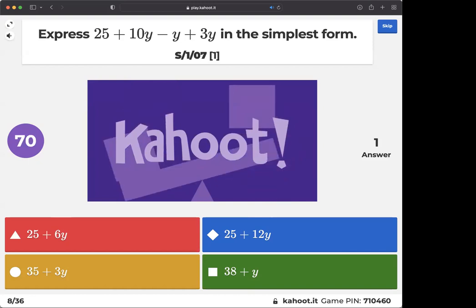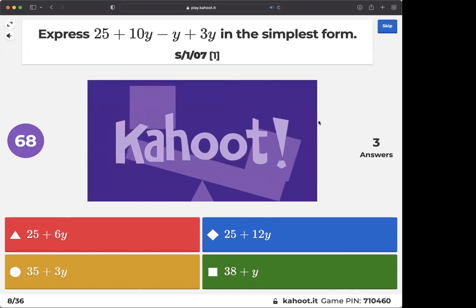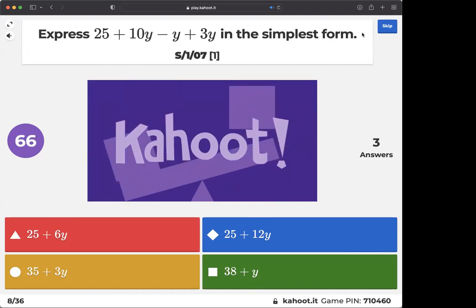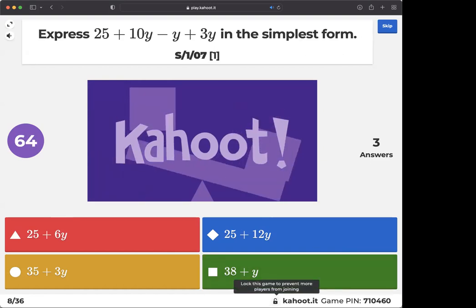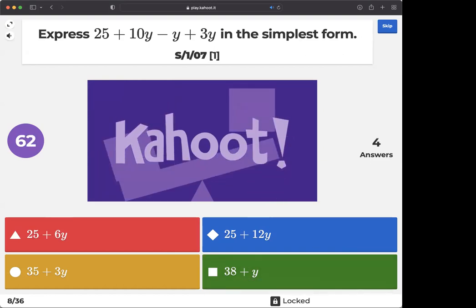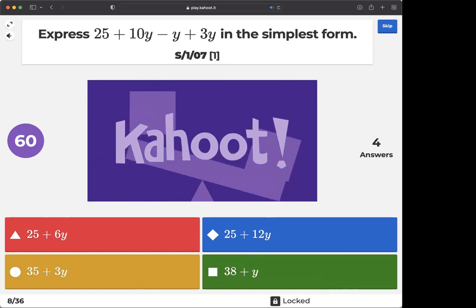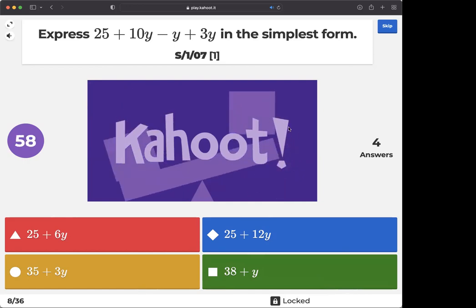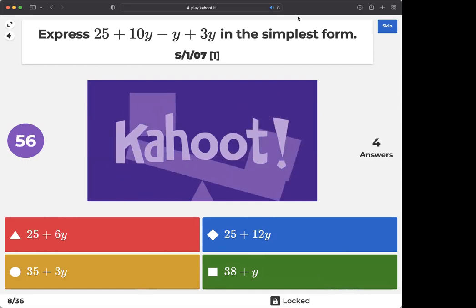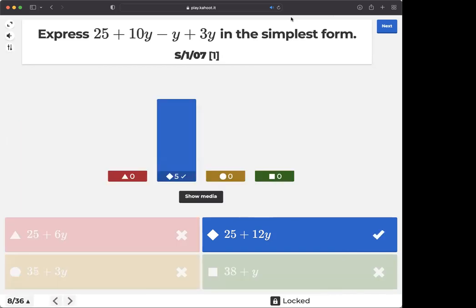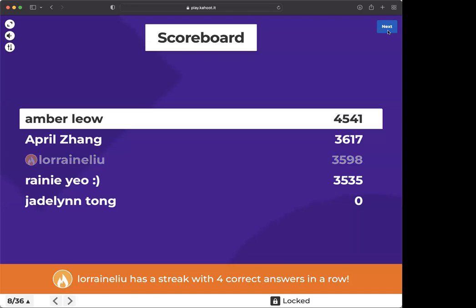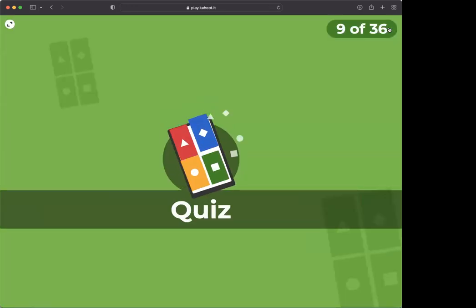Okay, just a reminder to Jaylin, do not use calculator for paper one. So I'm going to lock the Kahoot. Okay, well done. I'm very happy all of you got this correct. Keep it up. Okay, next question.